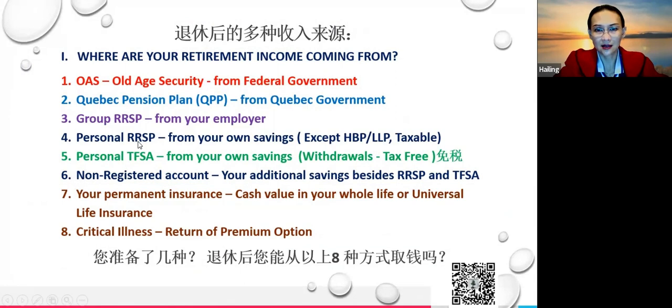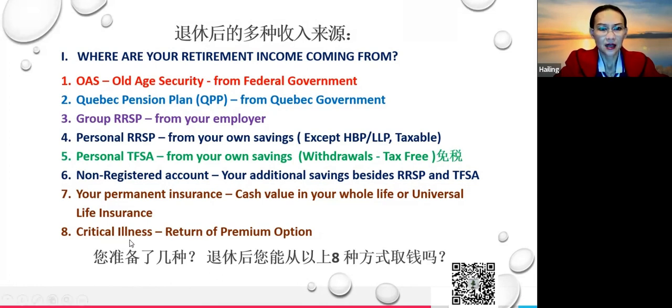RSP is a tax deduction strategy every year. Tax-free saving account, those are your own savings. The great thing is that it will not affect any other government benefit, and withdrawal of the money is tax-free. Non-registered account, those are the additional savings. Of course, in the future, we will also like to share with you permanent insurance. You can build good cash value in your whole life or universal life insurance. Meanwhile, you can also have the protection.